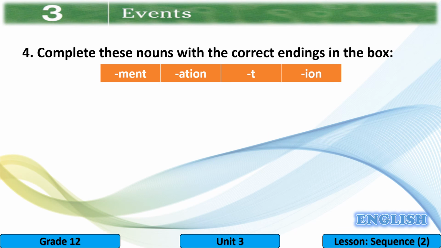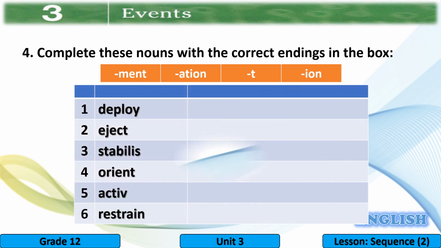Dear students, this is the last exercise for today, exercise number 4. What we have to do is to complete the following words and change the verbs into nouns by adding the following suffixes. The words are deploy, eject, stabilize, orient, active, and restrain. We have to change them into nouns by adding the following suffixes: ment, A-T-I-O-N, T, and I-O-N.